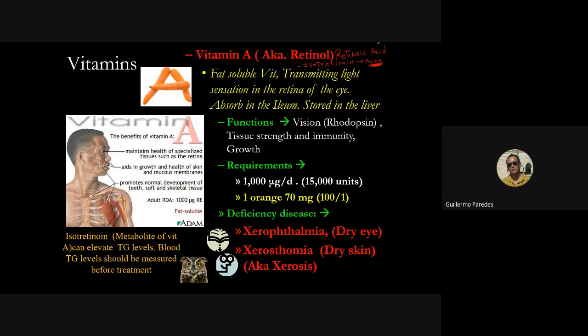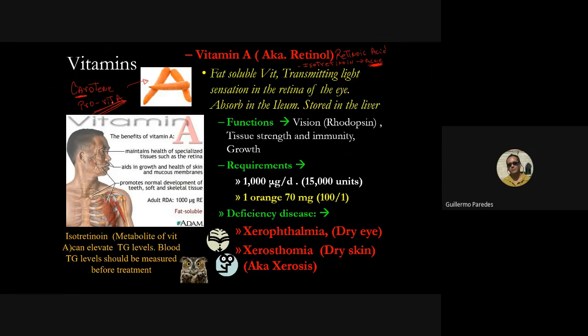Okay, so we have other sources, that is carotene. This carotene comes from the word carrots, right? So it is in carrots. Carotene is not vitamin A, it's a provitamin A. So it is going to be processed, and the body is going to process it as vitamin A.